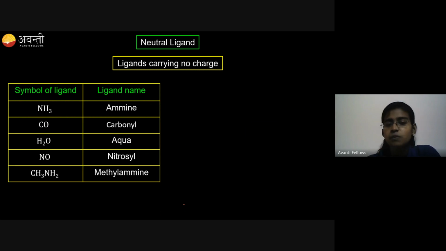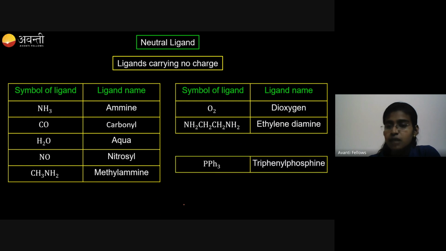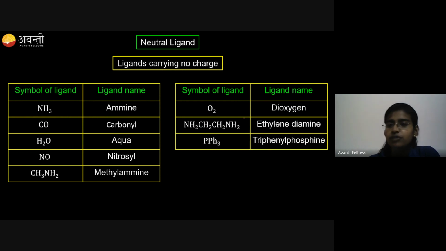CH3NH2 is methylamine. O2 is dioxygen. NH2CH2CH2NH2 is ethylenediamine. You have to take note of it, because in ethylenediamine only one M should be written. In case of normal amine, you have to use 2 M.